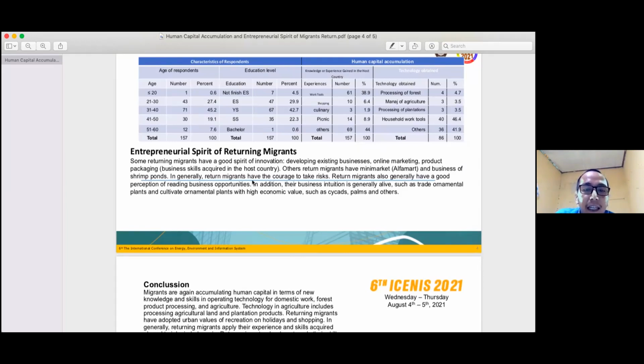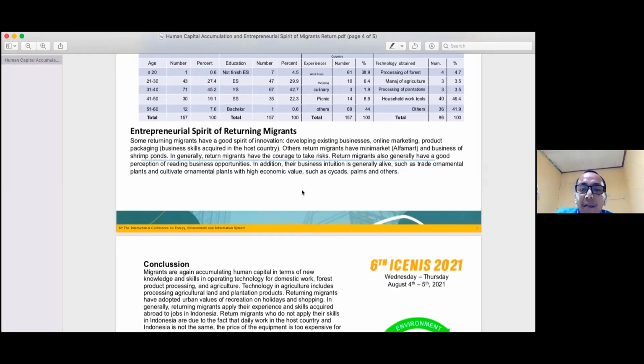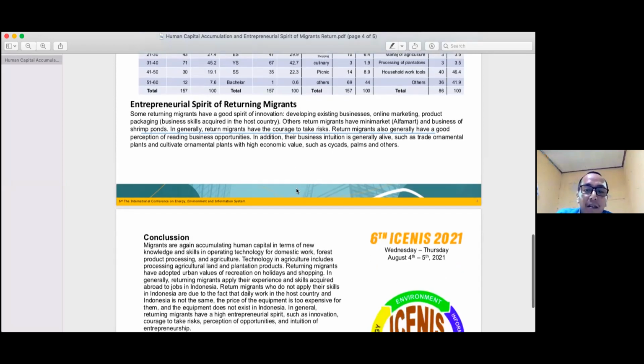In general, return migrants have the courage to take risks. Return migrants also generally have a good perception of reading business opportunities. And the last, in addition, their businesses are generally innovative, such as trading ornamental plants and cultivating ornamental plants with high economic value, such as crickets, columns, and others.